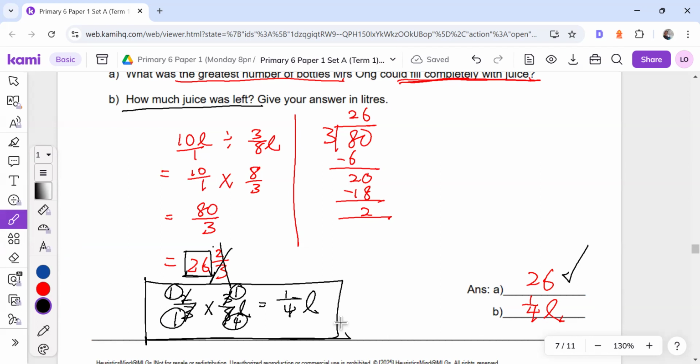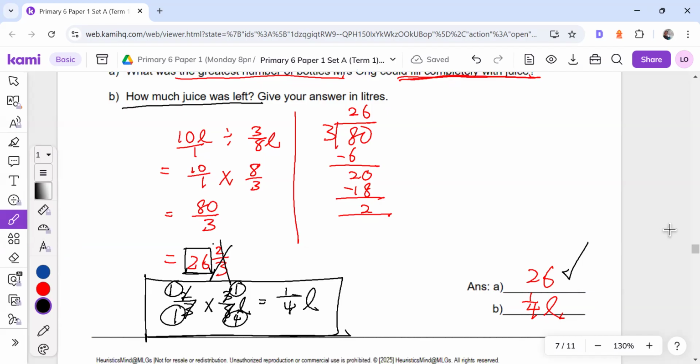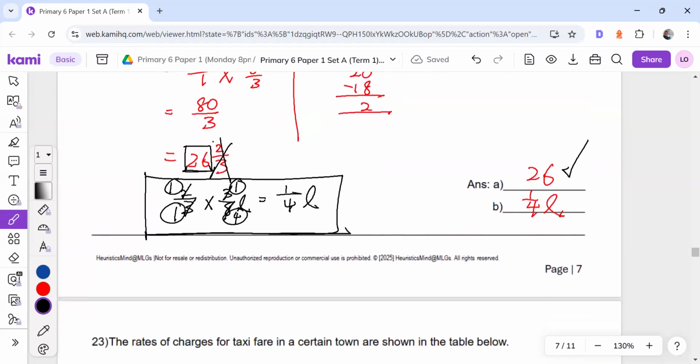All right, since I teach already, those of you in my class, I do not expect you to make the same mistake for this kind of question, because I teach you how to get the remainder, how to get the leftover. Make sure you know how to get the leftover, or the remainder. Okay, let's go on to the next one.